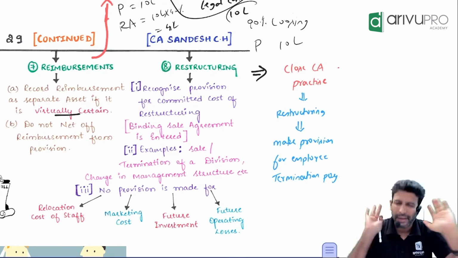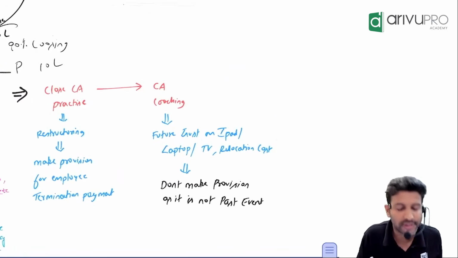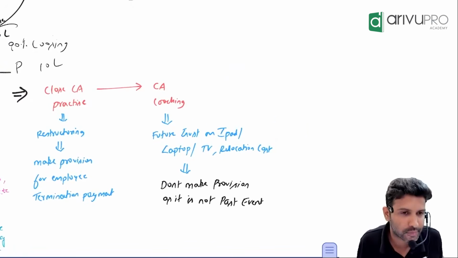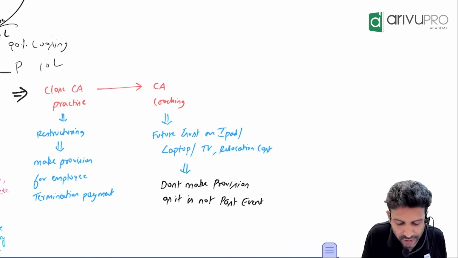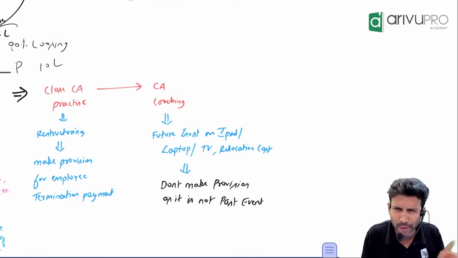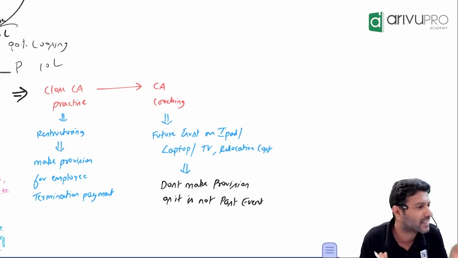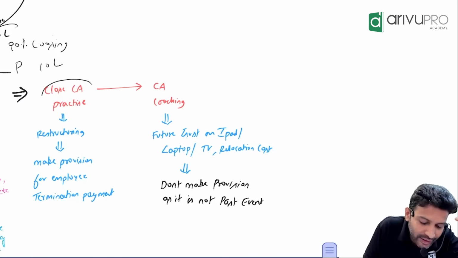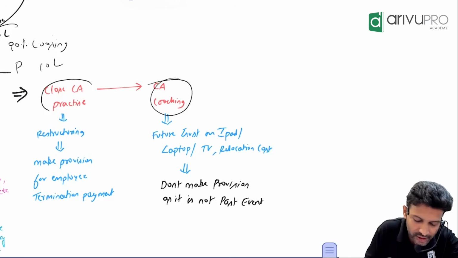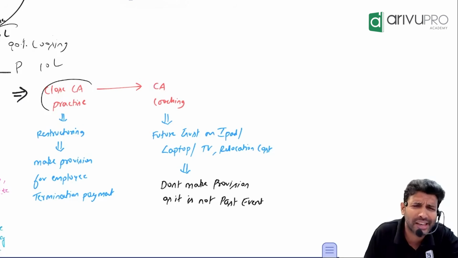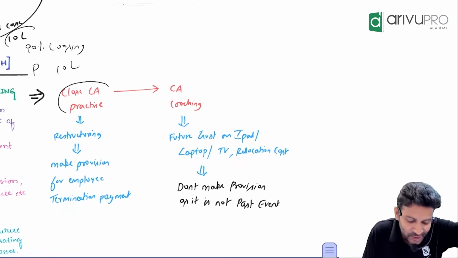Let's take a small example. Let us say I am in CA practice. Now, from CA practice, I am going to CA coaching. Currently, I am doing CA practice. Now, I want to shut down this and open CA coaching. I thought I'll try coaching. Let's see if people are ready to listen to me. I don't know. So, I thought I will try.